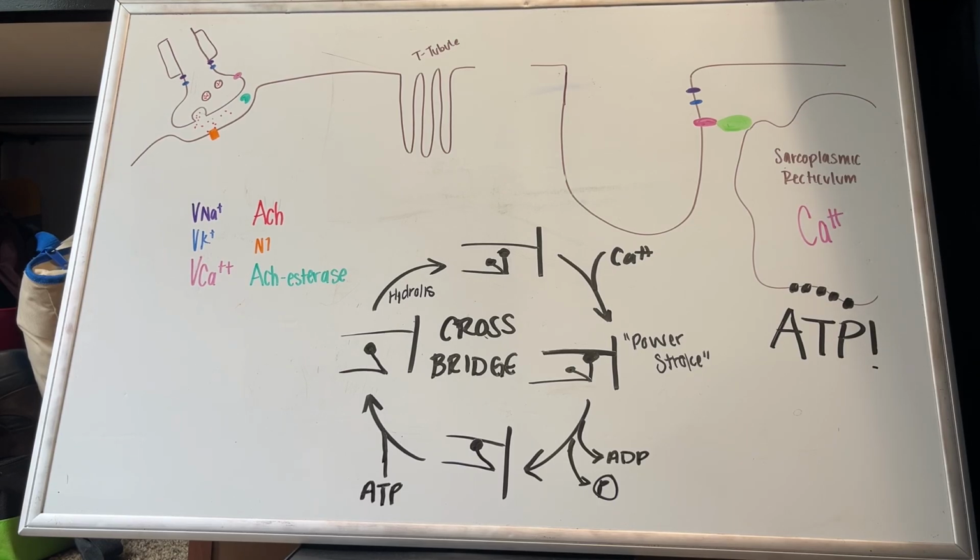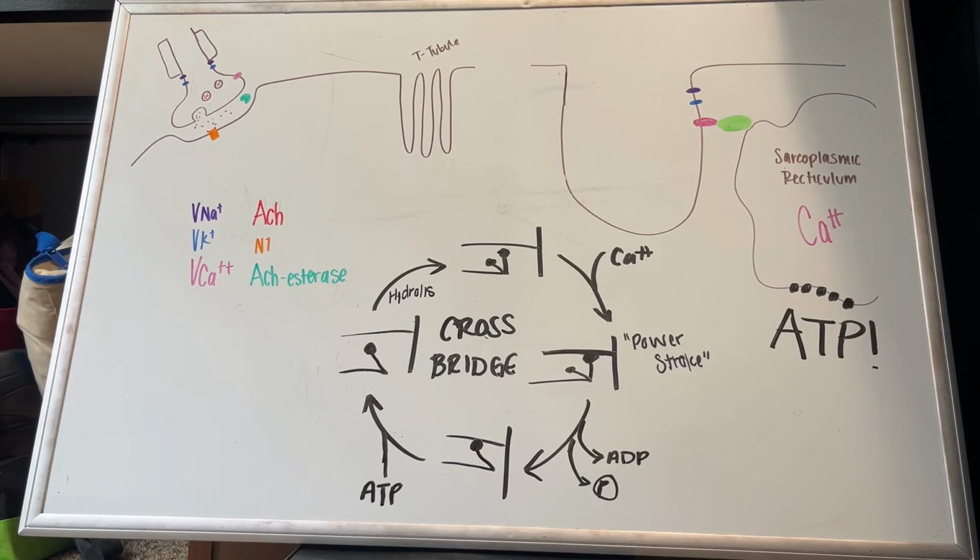This cross-bridge cycling continues as long as sufficient calcium is present in the sarcoplasm and ATP is available. Relaxation occurs when calcium is removed from the sarcoplasm. This is primarily achieved by SERCA pumps, or sarcoendoplasmic reticulum calcium ATPase pumps, located on the SR membrane, which actively pump calcium back into the SR against its concentration gradient using ATP. The active pumping by SERCA is a major consumer of ATP in contracting muscle.